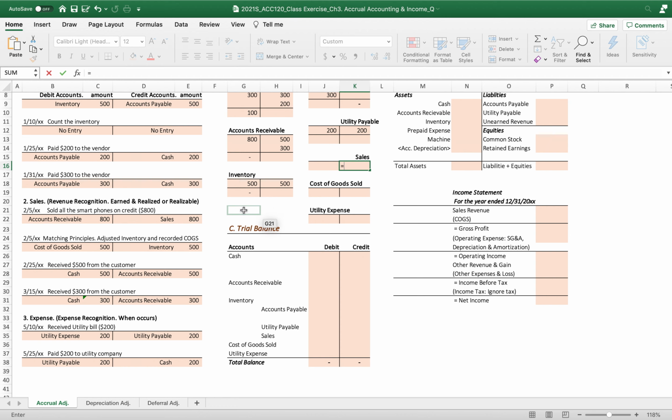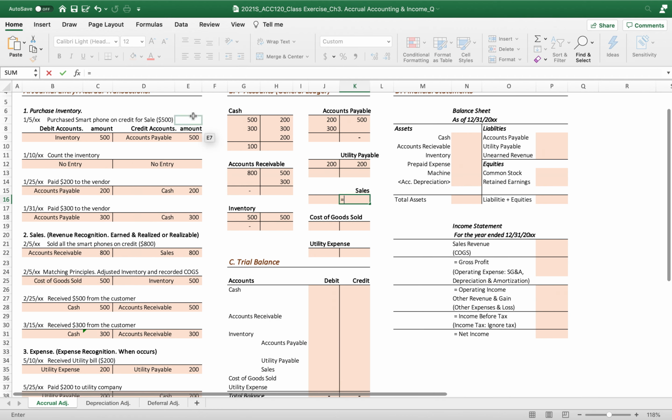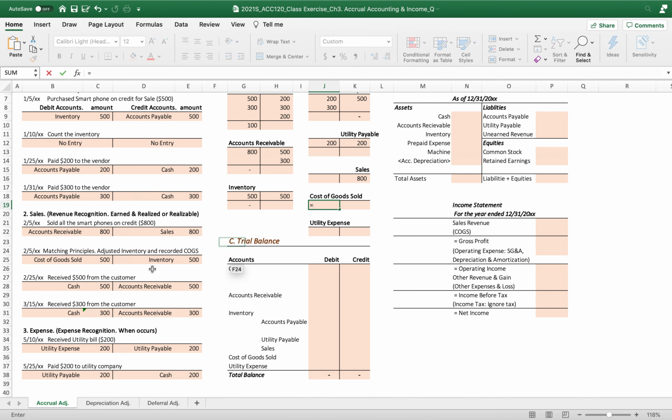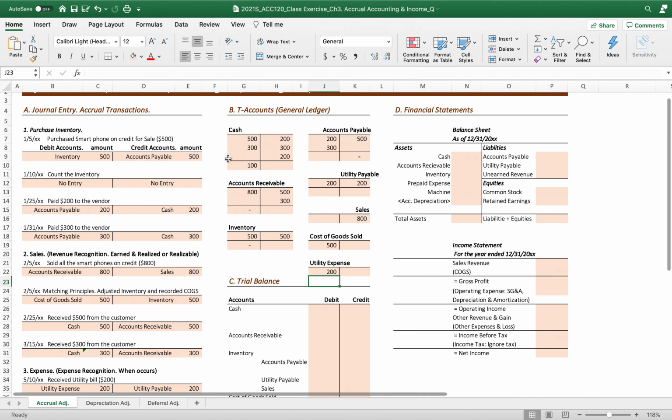And then the sales. Now let's move on to the income statement accounts. Okay, there you go. Sales 800, and there's no other sales. Cost of goods sold: when the company sold all the inventory, now the company should recognize the cost of the inventory. 500 is the debit account that reduces the equity. And then utility expense is also a debit account that reduces the equity account. So utility expense 200. Okay, I believe we collected all the journal entries.